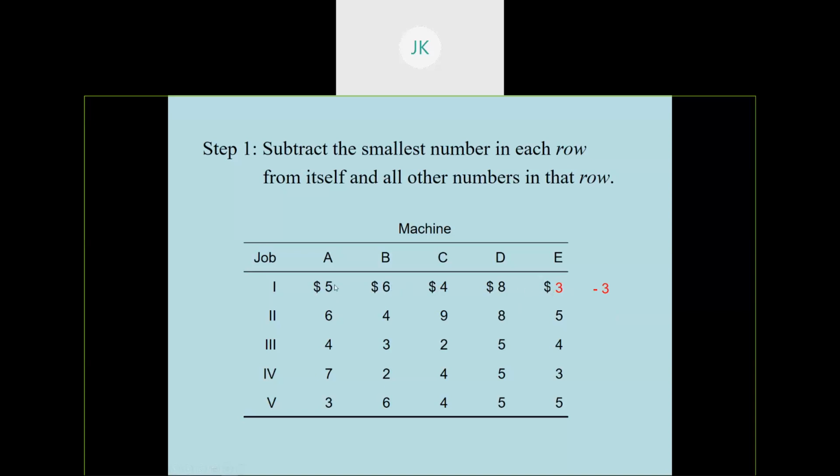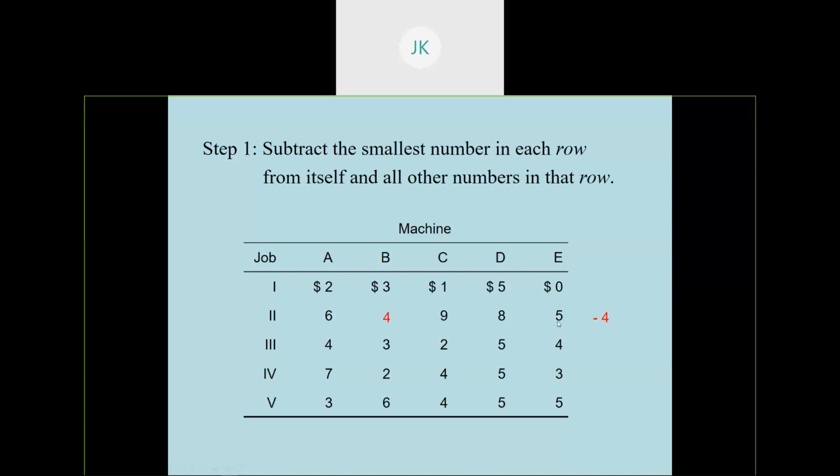So 5 minus 3 is 2, 6 minus 3 is 3, 4 minus 3 is 1, 8 minus 3 is 5, 3 minus 3 is 0. So change like this. Second row, smallest is 4. So subtract the smallest from itself and from other numbers in the same row. So 6 minus 4 is 2, 0, 5.